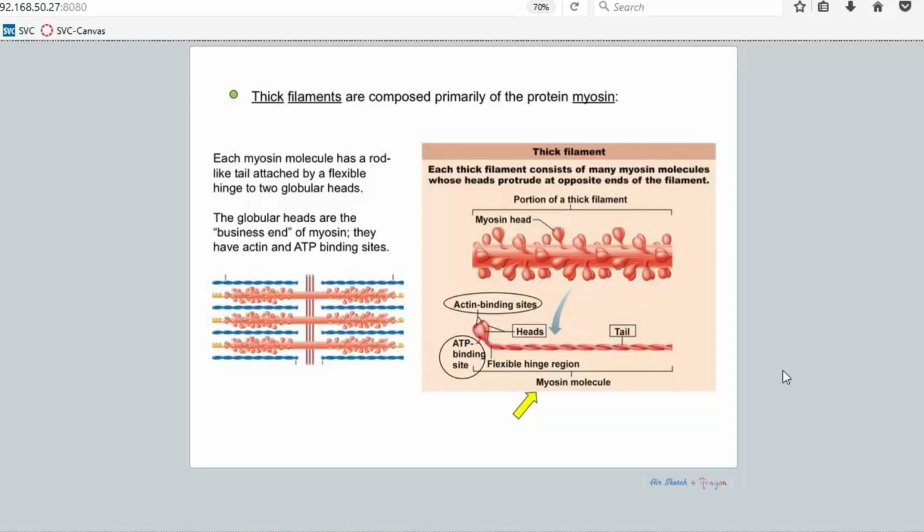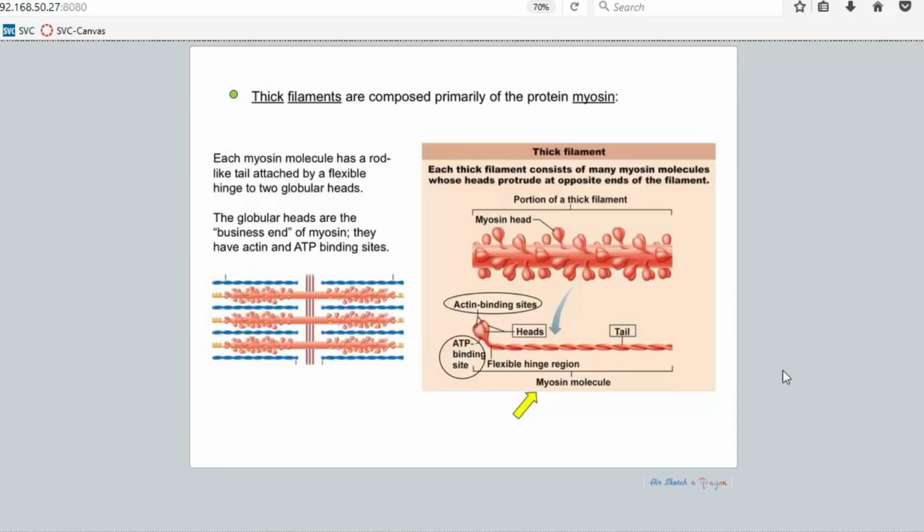So for each myosin molecule, we have a tail, right there. We have a hinge region, the flexible hinge region, so it's going to be able to pivot. And we have heads. These are the heads of the myosin molecules, and these are important. On these heads, we have two different things. We have an ATP binding site. Skeletal muscle contraction requires ATP. Well, that's where ATP is going to bind to allow skeletal muscle contraction to occur.